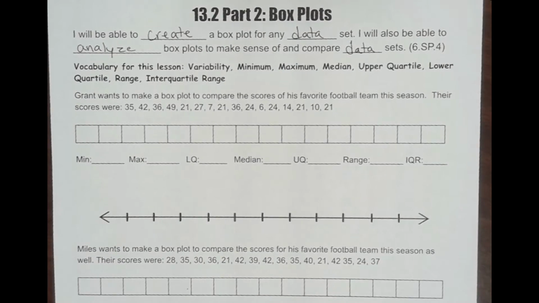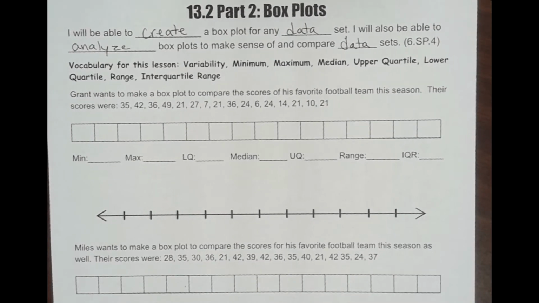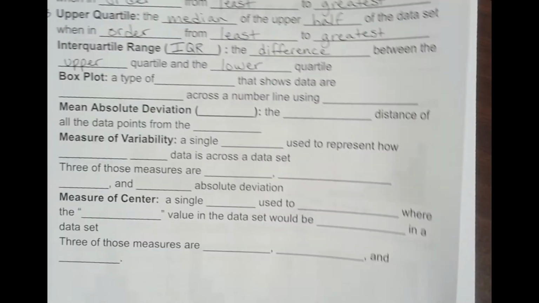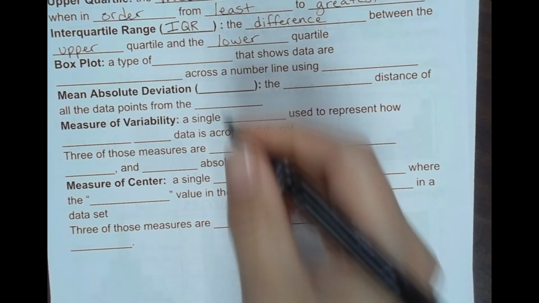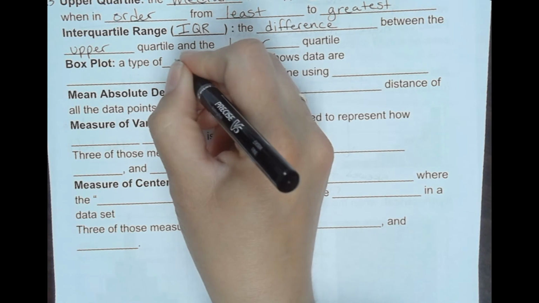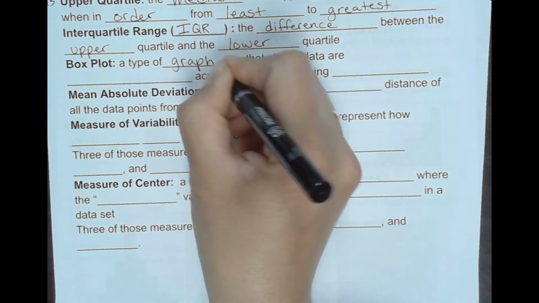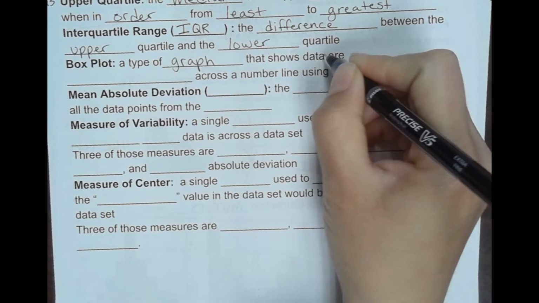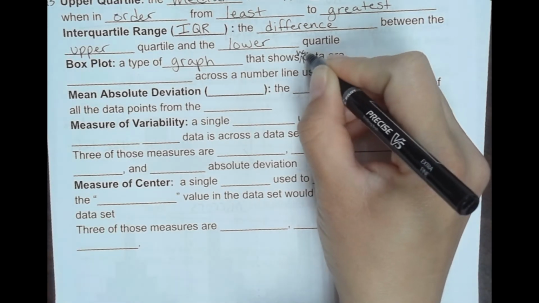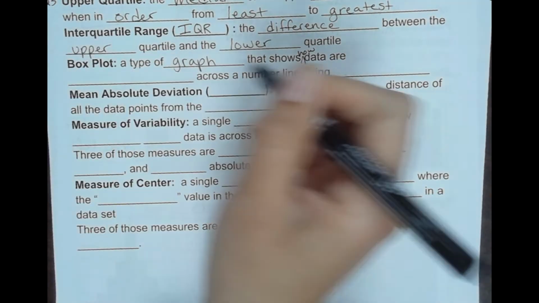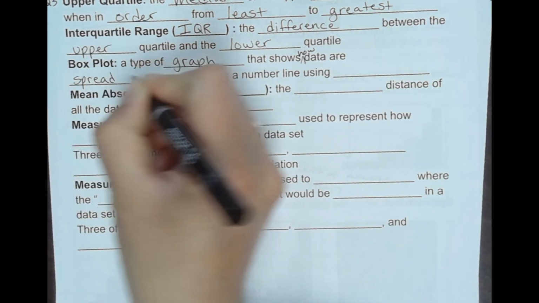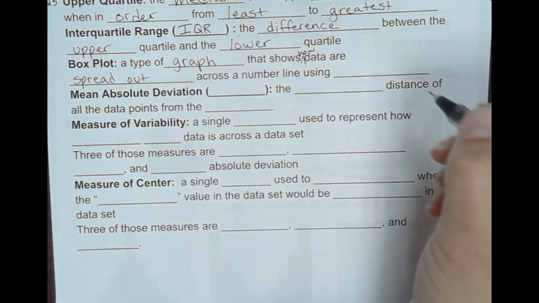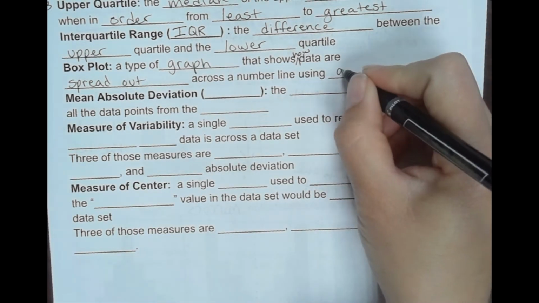So all this vocabulary, we're going to add one to our vocabulary sheet, so if you'll pull that out. The one we're going to add is box plot. A box plot is a type of graph that shows how data are spread across a number line using quartiles.